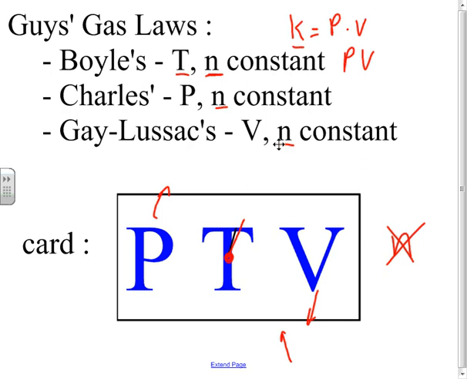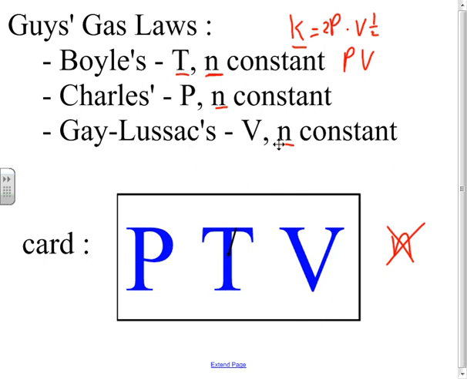Again, K is a constant. If we were to keep that value the same, and if we were to double the amount of P, we would have to cut the V in half so that the product equals the same. In other words, as one increases, the other must proportionately decrease.